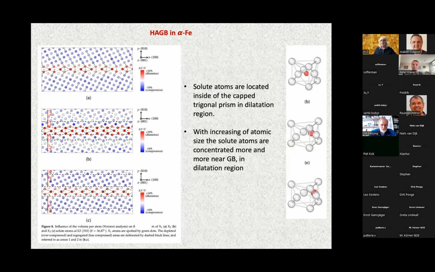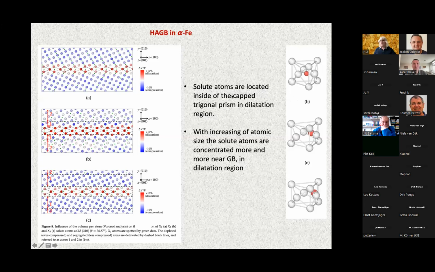For the higher angle grain boundary, there are two phenomena which are interesting to underline. First of all, if we increase the size of the solute, we can see that it's more and more concentrated near the grain boundary. It means we will have what we call a denuded zone near the grain boundary if we consider the solute atom much bigger than the iron atoms. In the case of the smaller atoms, we can see that it's distributed at some distance from the grain boundary, but in all these 3 situations, we see that we have some special configuration in which a solute atom will be integrated.